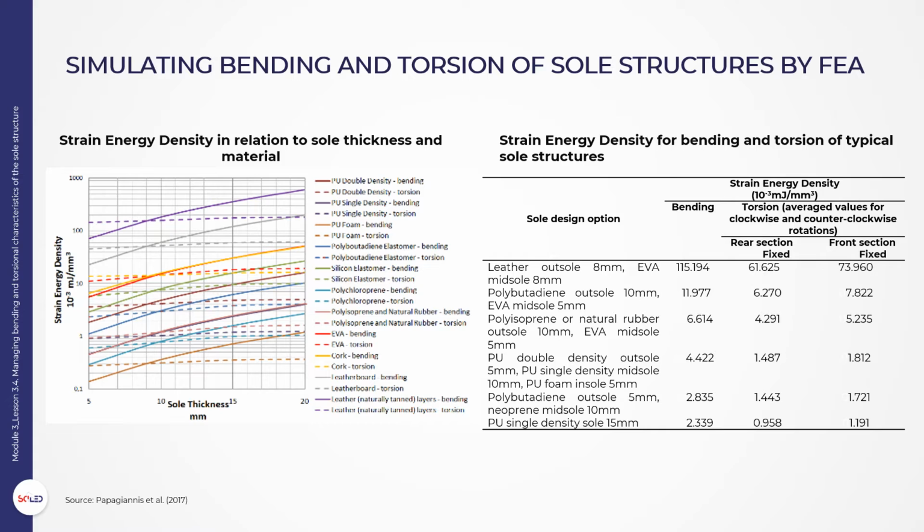Papayannis et al., 2017, established comfort levels relating objective mechanical measurements to subjective perceptions, thus providing practical comfort evaluation at design stage. These have been derived as follows. First, bending and torsion simulations for key materials in relation to sole thickness were carried out and the results are presented in the figure on the left side. Higher Young's modulus and thickness lead to higher structural rigidity, as expected.